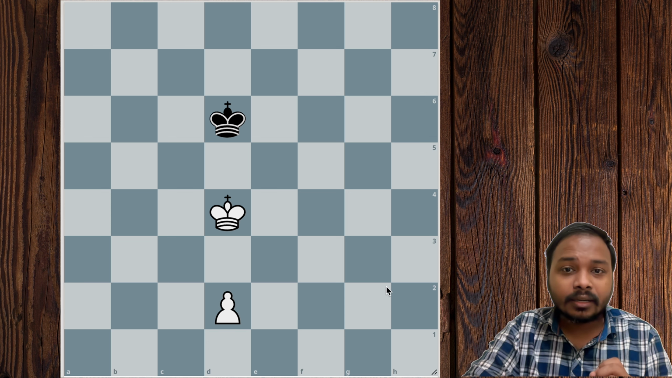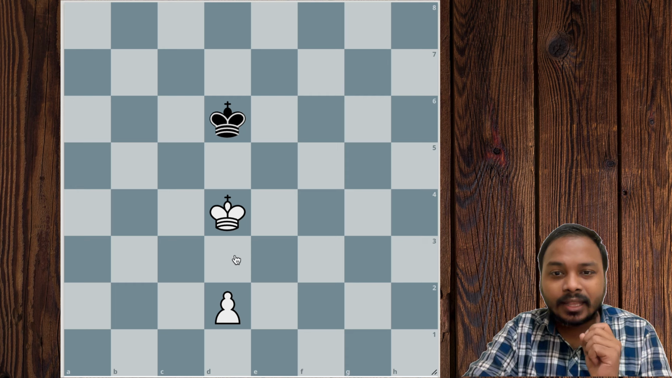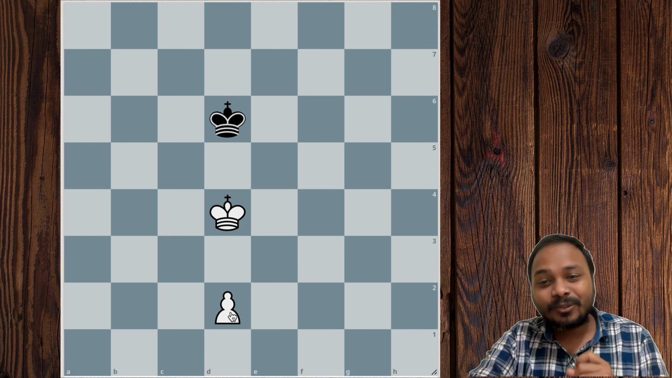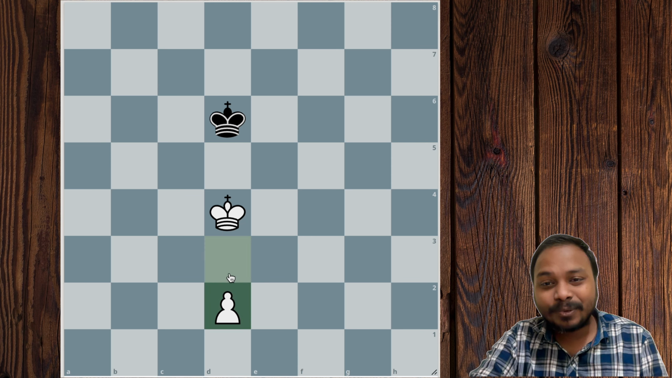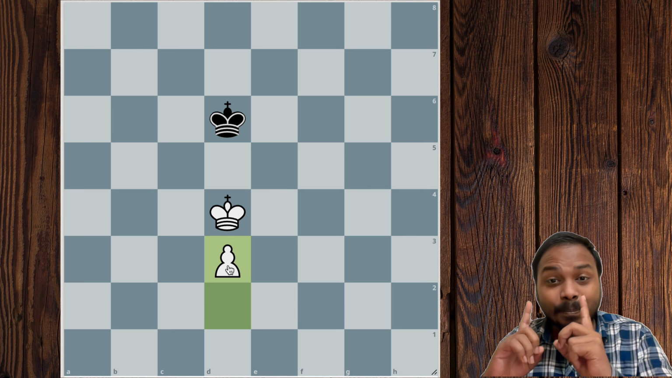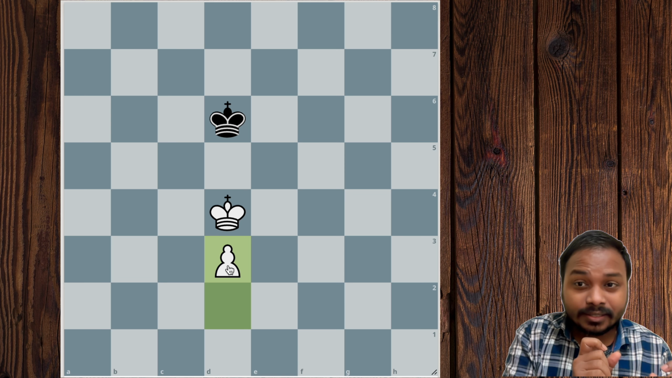Now here comes the change. There is a space between the king and his pawn. Now what will white play? White will play his pawn to d3. Now it's black's turn. Now try to understand the situation.